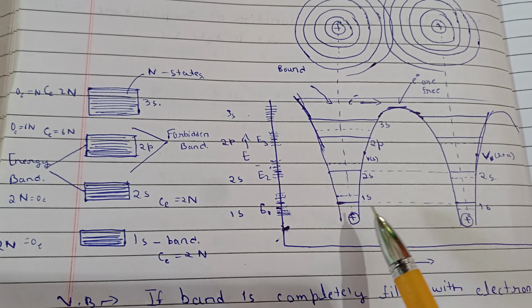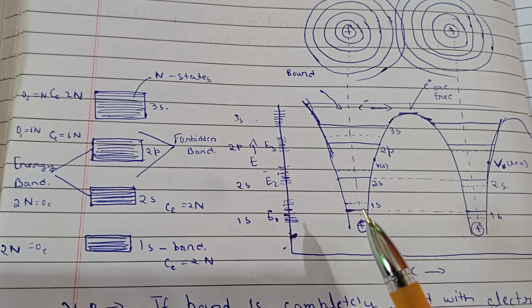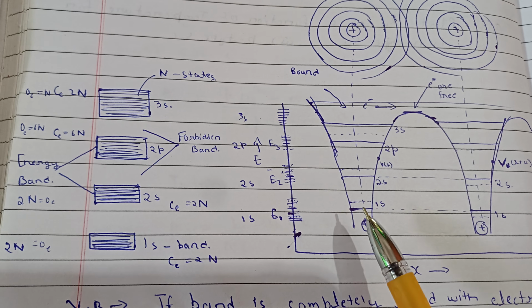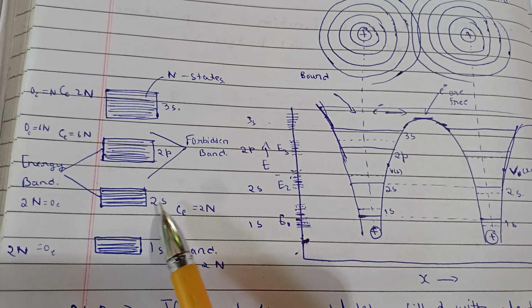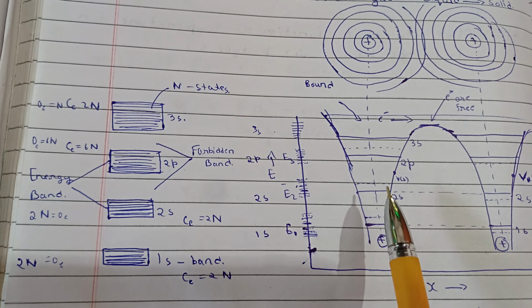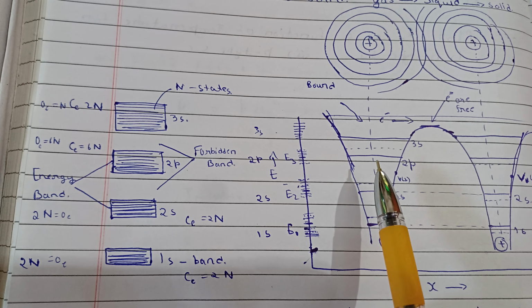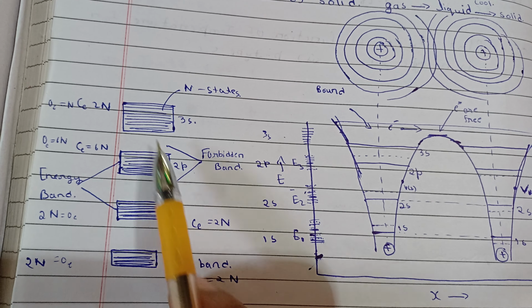So we know that 1s carries 2 electrons, this orbital has a 2 electron capacity, so each state will carry 2 electrons, so n states will carry 2n electrons. For the 2s band, if there are n states, then it will be 2n. For p, you know that it can carry 6 electrons, so it will be 6n capacity for this and 2n for this.